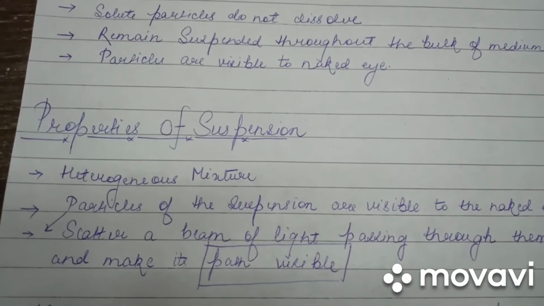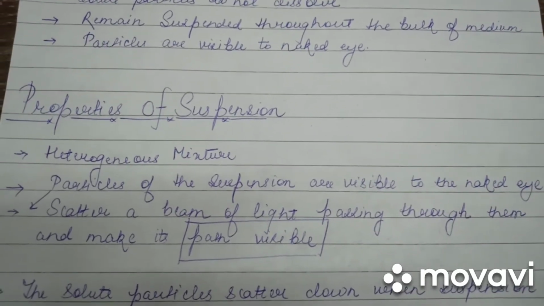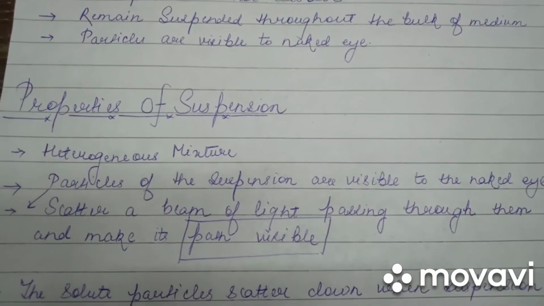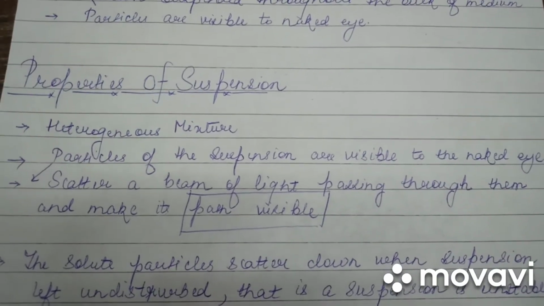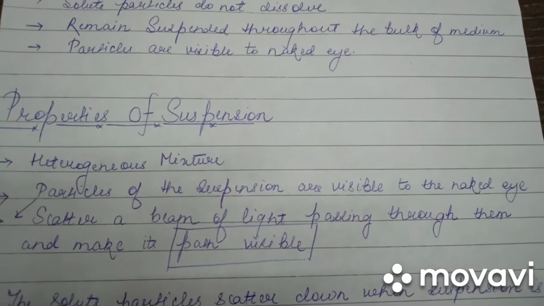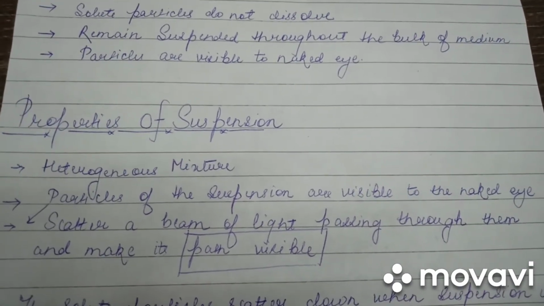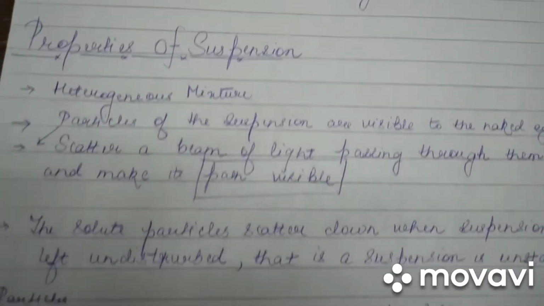Suspension is a heterogeneous mixture. Particles of the suspension are visible to the naked eye. Particles of a suspension scatter a beam of light passing through them, making its path visible. Particles in a suspension scatter the beam of light, as a result of which the path is visible.